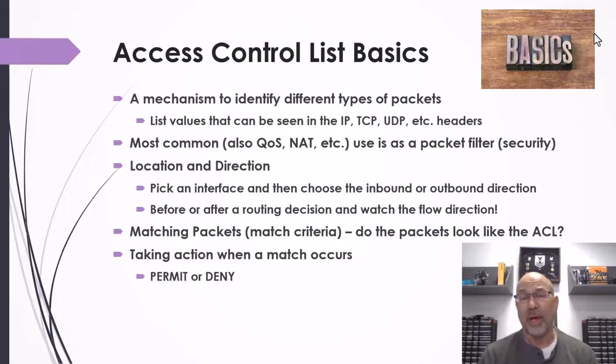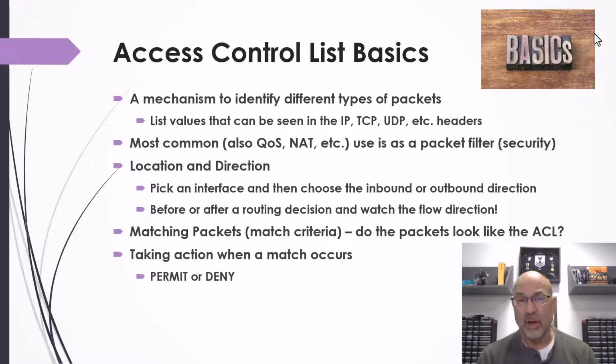Now, a really important idea is location and direction. What that means is, where are you going to put this particular access control list? What happens is you take those filter rules and you assign them to an interface on a router. Another important idea on that same interface is which direction the packets are going. On a particular interface, packets can come into an interface or out of an interface, and it makes a big difference which direction we're looking at.